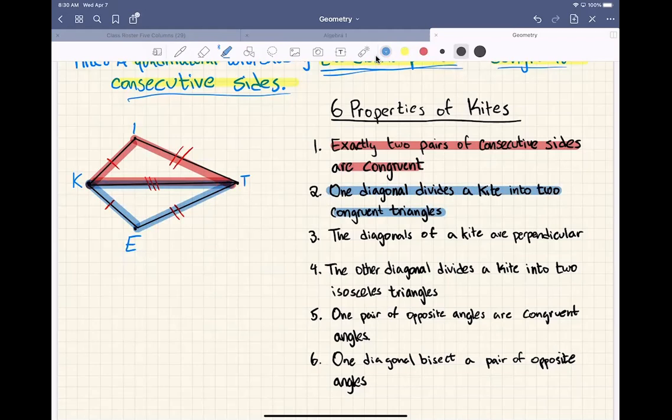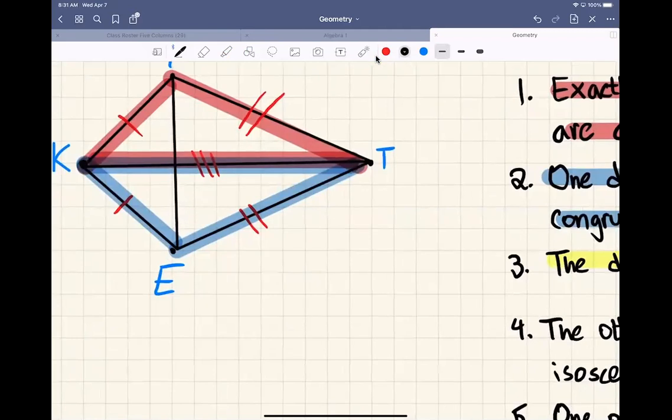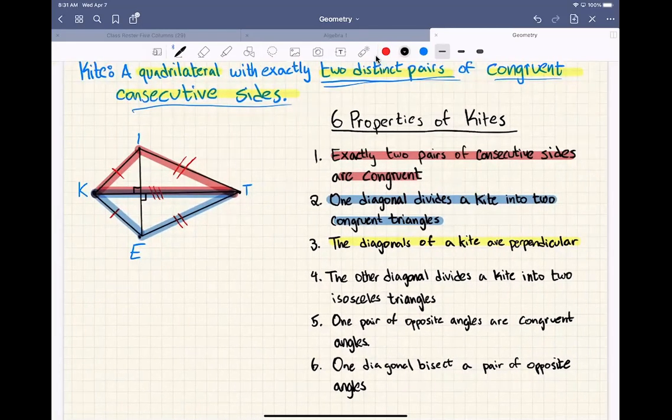And it says the diagonals of a kite are perpendicular. So what does that mean? That's number 3: the diagonals of a kite are perpendicular. Well, there are 2 diagonals in every kite, and you get the other diagonal by connecting these 2 points, vertices. And basically, we're saying that these 2 lines form 90 degrees. And that's the 3rd property of a kite.